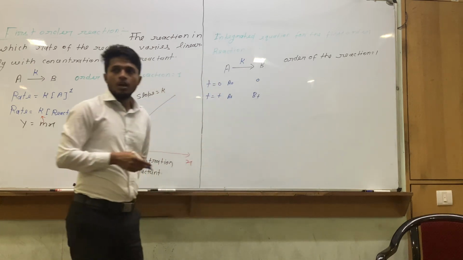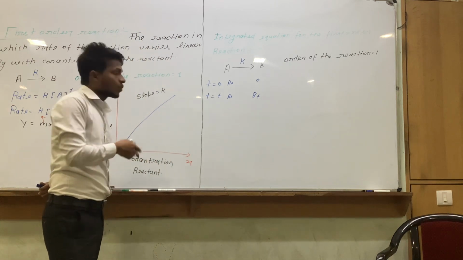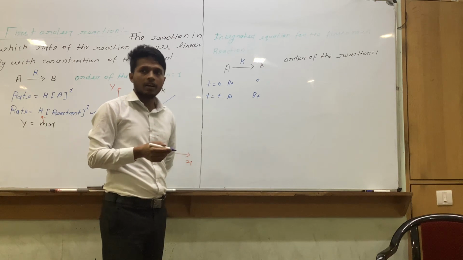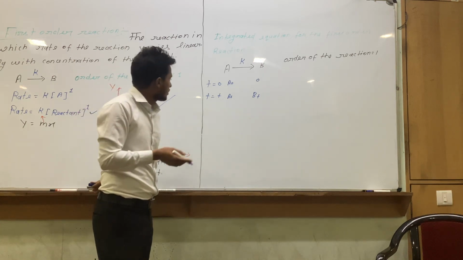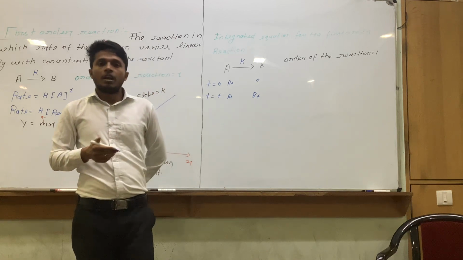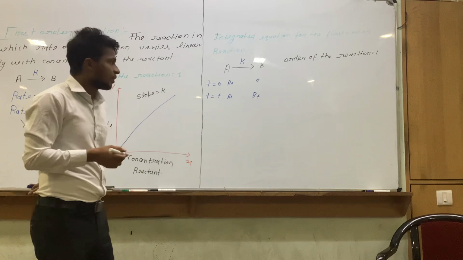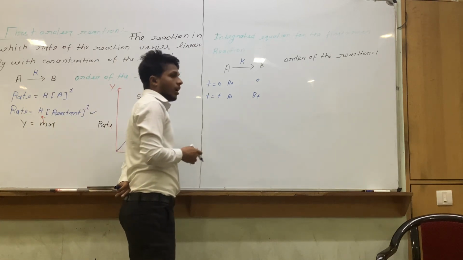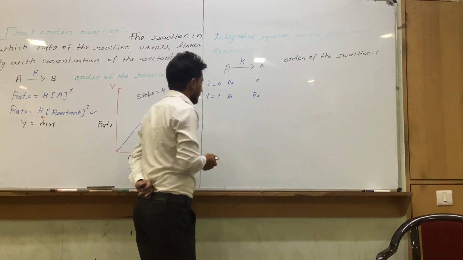Okay, you have to be careful with each terminology here. What is A naught? A naught is the initial concentration of reactant at time t equal to 0. And what is At? At is the concentration of reactant at any time t, and Bt is the concentration of product at any time t.